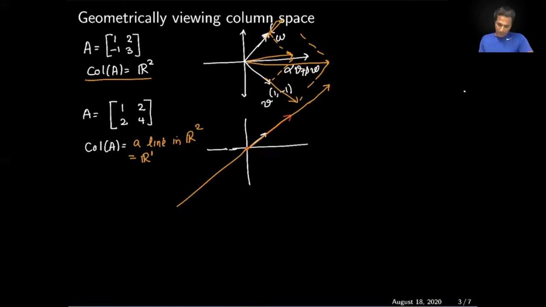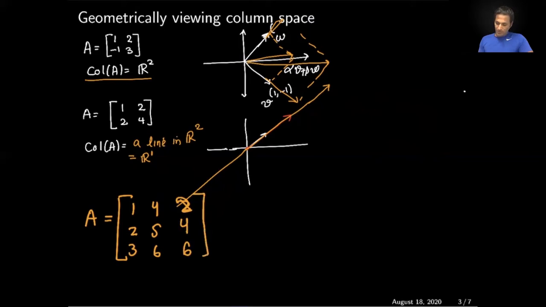We're going to take one more example. Let's suppose this time we have the matrix [1, 2, 3; 4, 5, 6; 2, 4, 6]. Because this is three-dimensional, it's a subspace of R3, so I have to draw the picture in R3. Let's suppose this first column is V, this is W, and this is U.